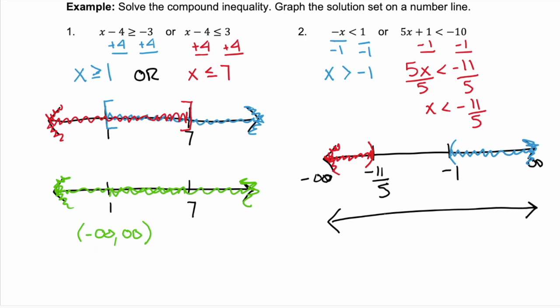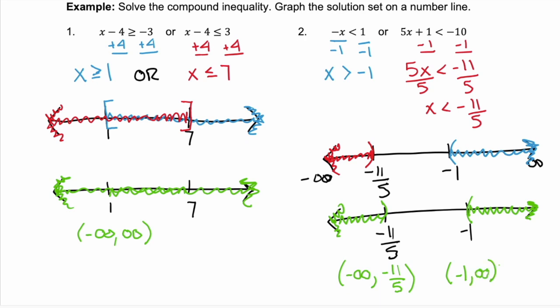So what would our final answer be for this one? Well, the blue is solved with everything to the right of -1, and the red is solved with everything to the left of -11/5. Or in interval notation, that left chunk is -infinity to -11/5, and the right chunk is -1 to infinity. And because we have two pieces and an or inequality, we use the union symbol to say that the solution is this first chunk or the second chunk.